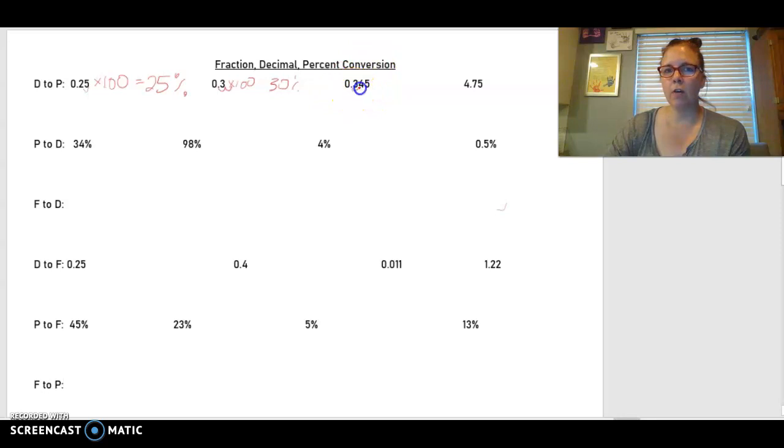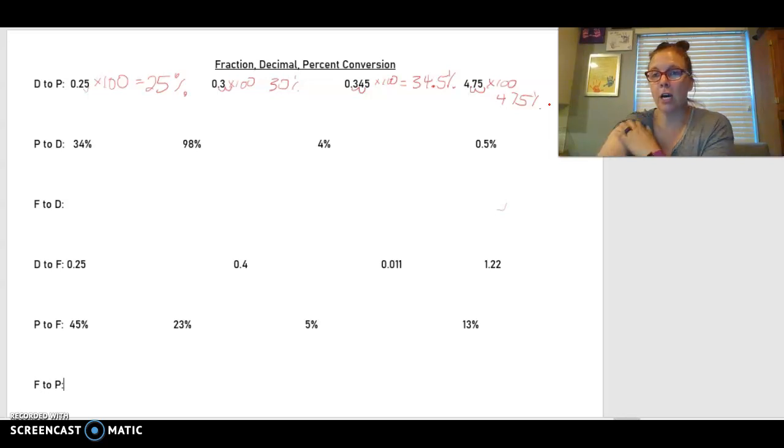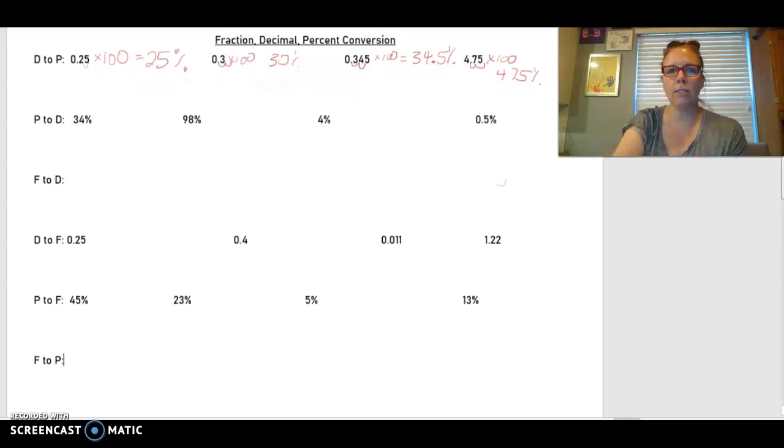0.345, we move it over 2 places, or multiply by 100, whatever makes sense to you. So it's 34.5%. It's okay to have a decimal in your percent. 4.75 multiplied by 100, or move the decimal 2 places, is 475%. Now you learned that percents are always out of 100, but it's okay for a percent to be over 100. If you got extra credit on a quiz, or in the business world a lot, things are over 100%.